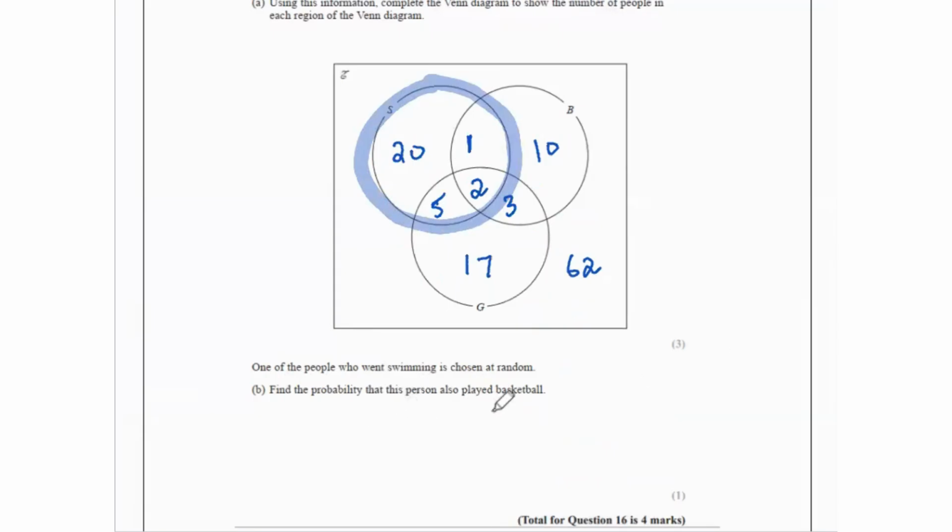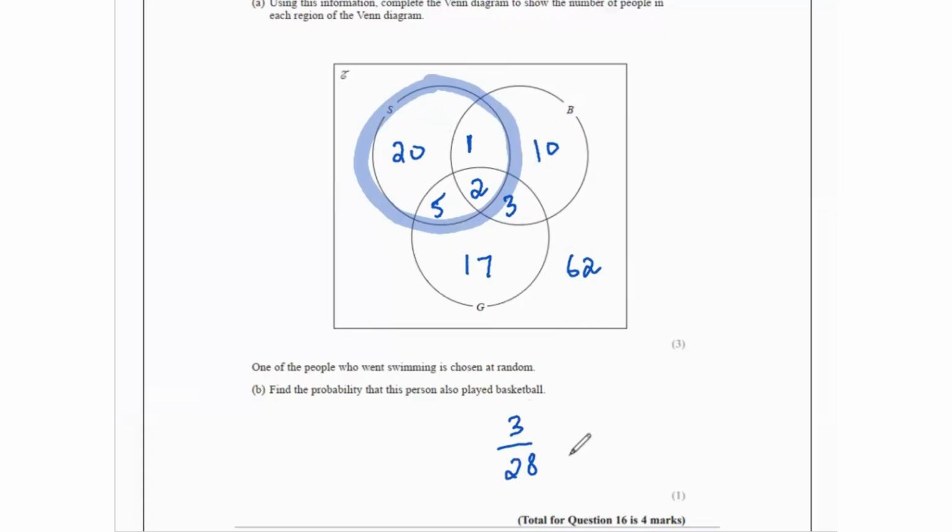Find the probability that this person also played basketball. We can see that out of the people who went swimming, 3 people played basketball. So what we will do now is, the numerator is going to be 3 and the denominator is going to be the total number of people who went swimming. So 3 out of 28, and that's the probability.